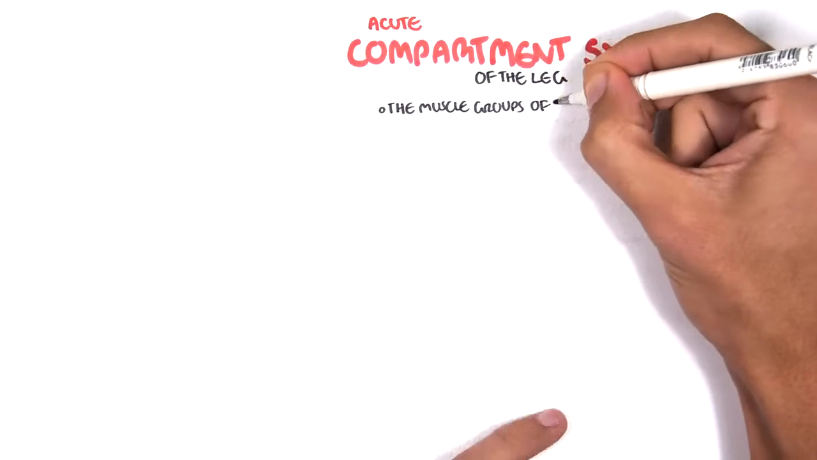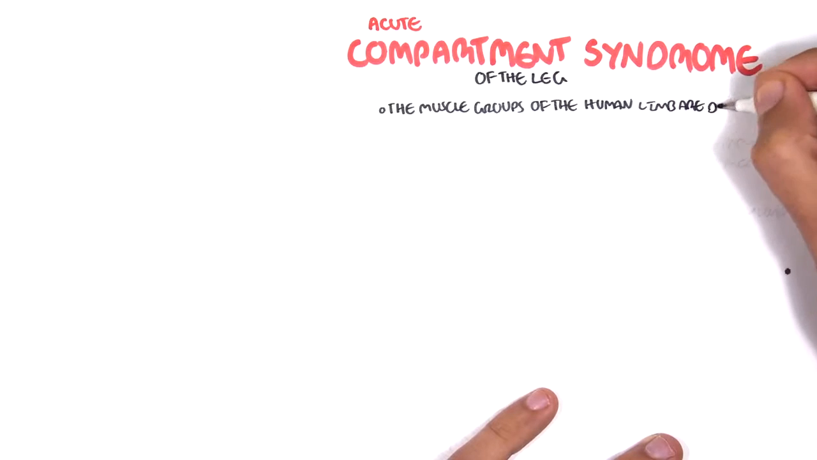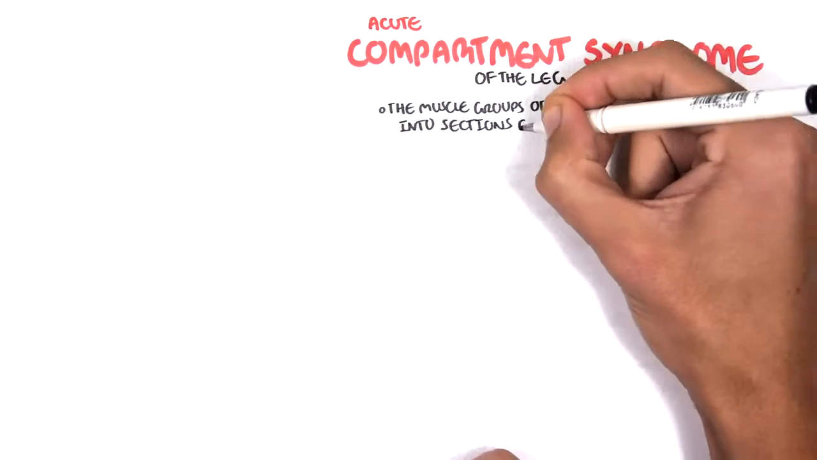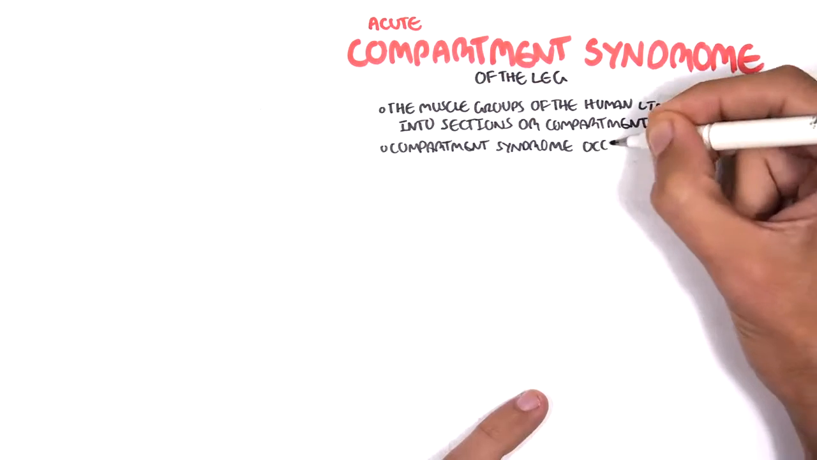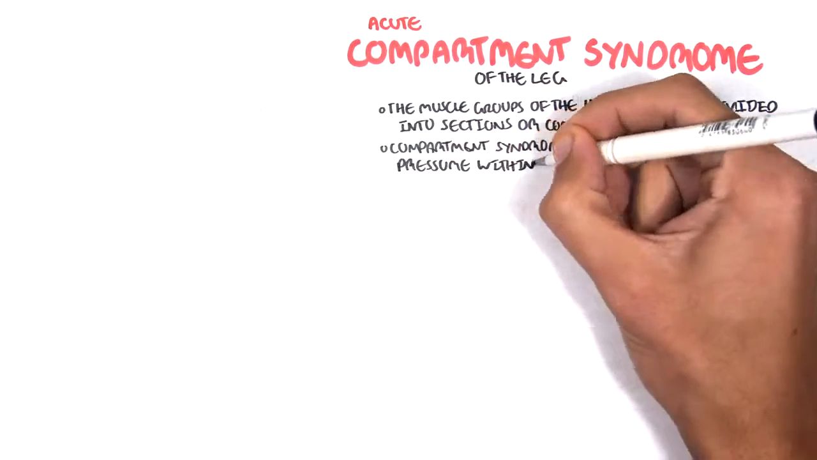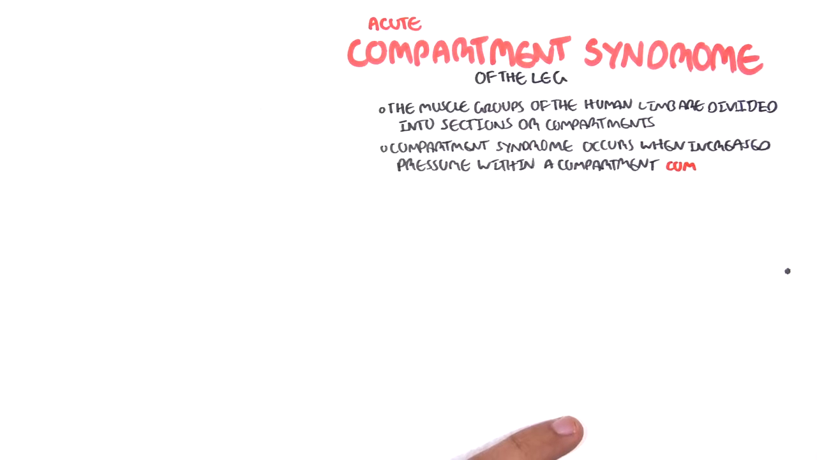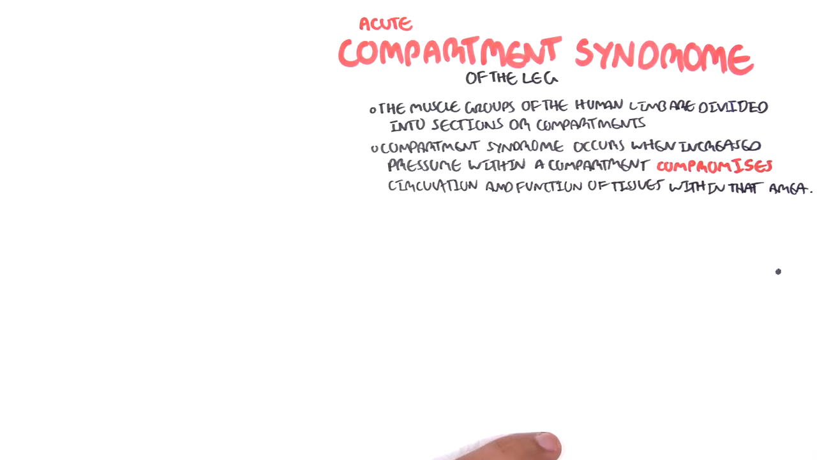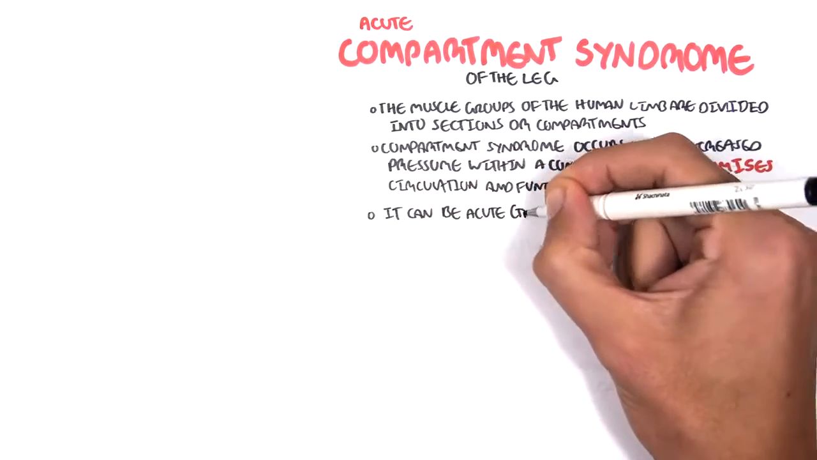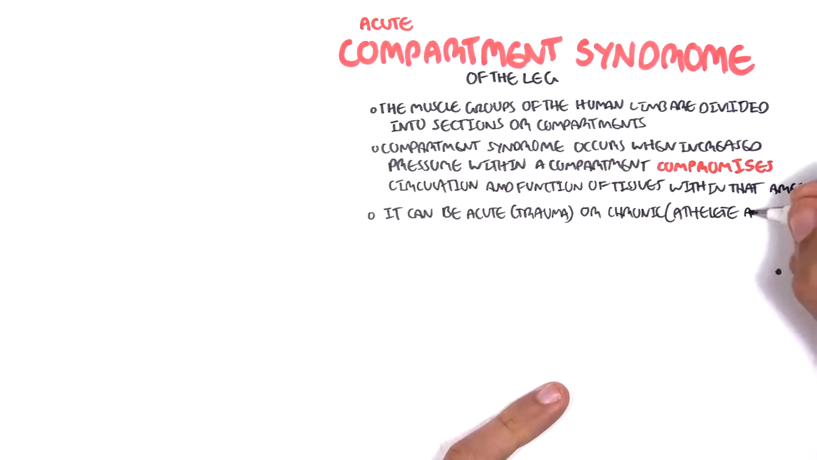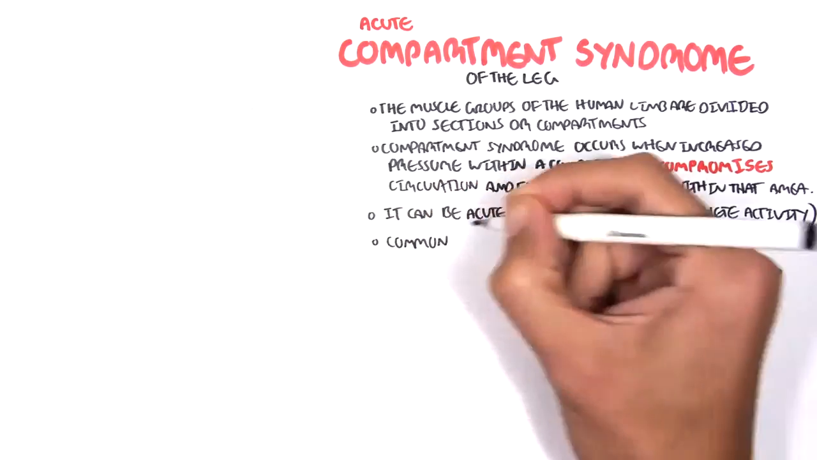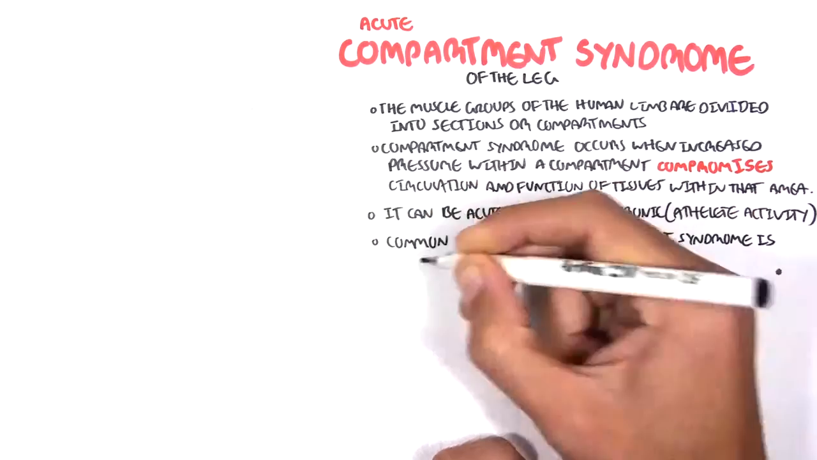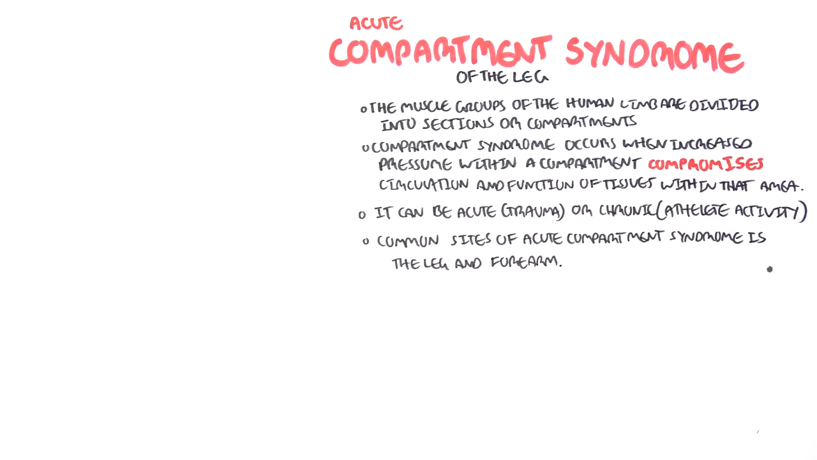Before moving on, it is important to know that the muscle groups of the human limbs are divided into sections or compartments. Compartment syndrome occurs when there's an increase in pressure within a compartment, which compromises circulation and function to the tissues within that area. Compartment syndrome can be acute, such as from trauma, or chronic, which occurs in elite athletes. But we're mainly concentrating on acute compartment syndrome. The common sites for acute compartment syndrome are the leg as well as the forearm.